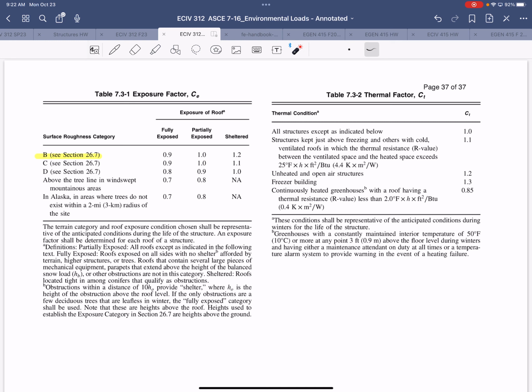The argument could be made, if you had more information, that it would be sheltered, right? But because it doesn't say that the coniferous trees are planted closely around the building, or really closely encompassing the building, I wouldn't go with sheltered. I would go with partially exposed, okay? Although sheltered is a more conservative guess. So if you really weren't sure, you could lean conservative and go with sheltered. But in this example, I'm going to go with partially exposed, and that gives us a CE factor of 1.